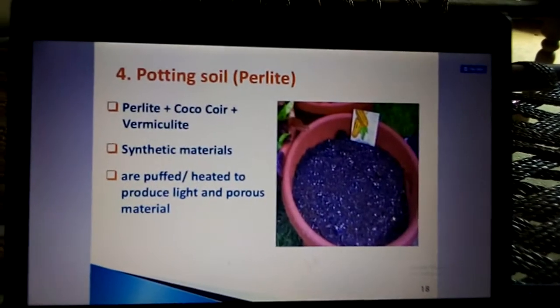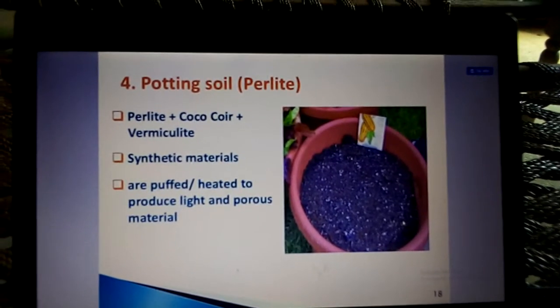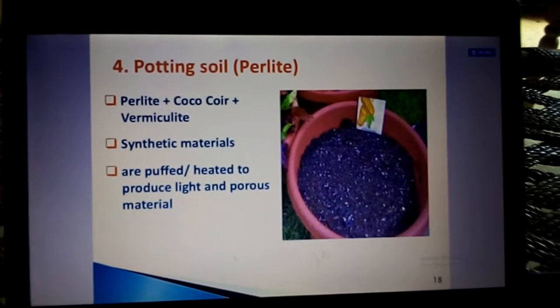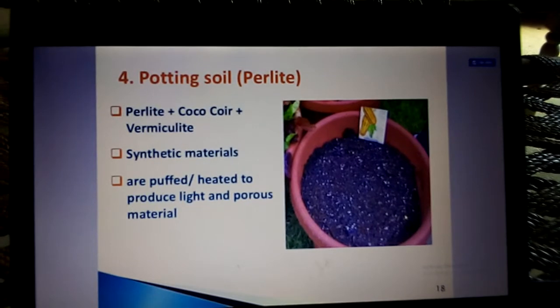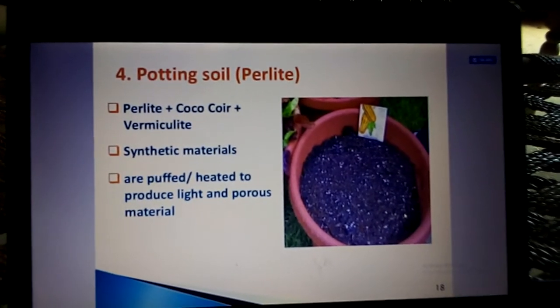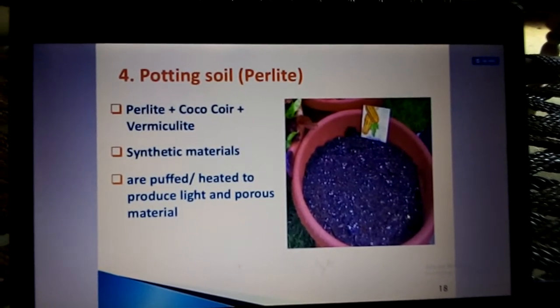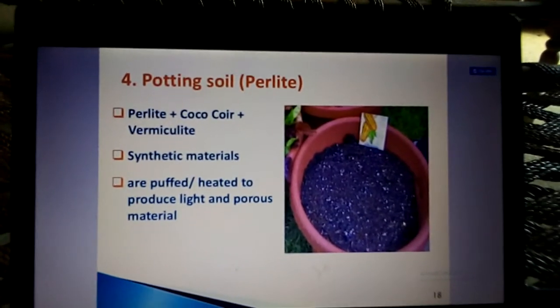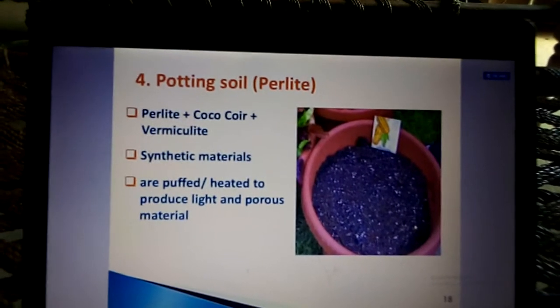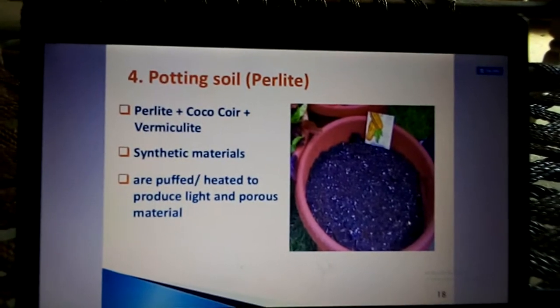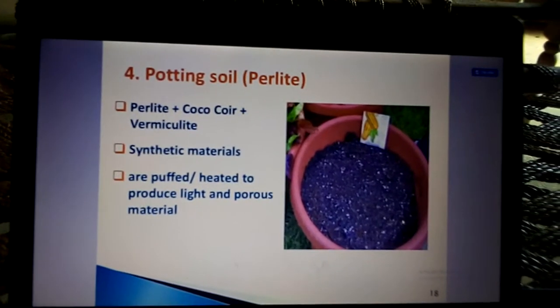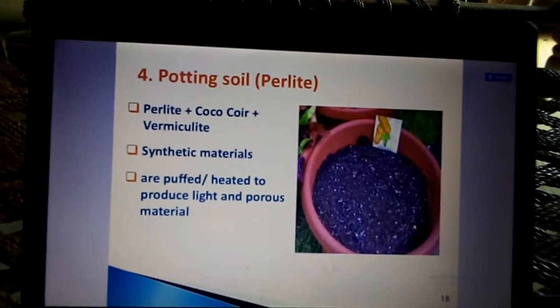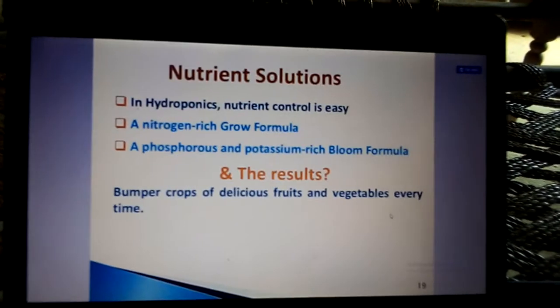The fourth one is potting soil, which is perlite plus coco coir plus vermiculite. With the addition of these, we can get the potting soil. It is a synthetic material, puffed and heated to produce a light and porous material.